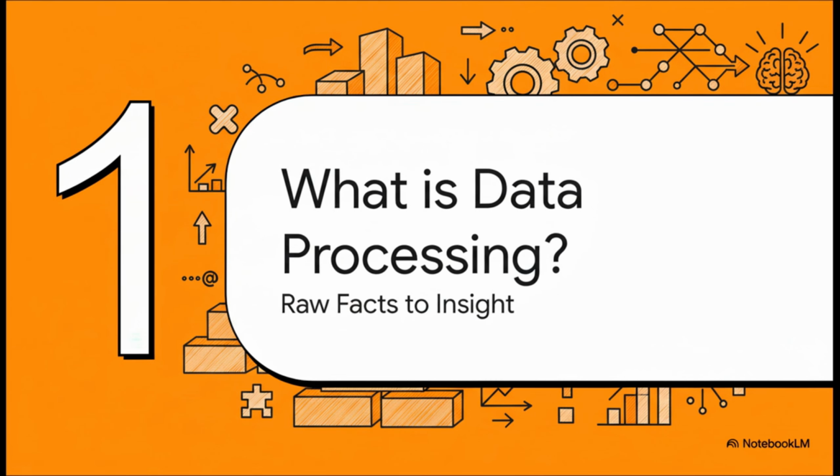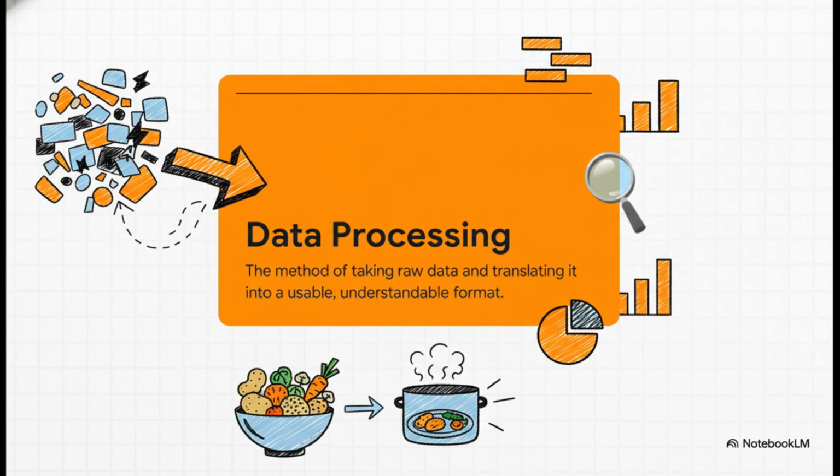First things first, what are we actually talking about when we say data processing? Okay, so at its core, it's pretty simple. It's basically a translation process. You're taking all that raw, messy data and turning it into something clean, something that makes sense. I like to think of it like cooking. You're taking raw ingredients, flour, eggs, sugar, and turning them into a delicious cake.